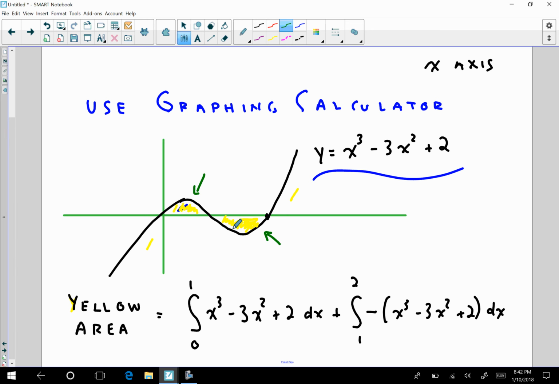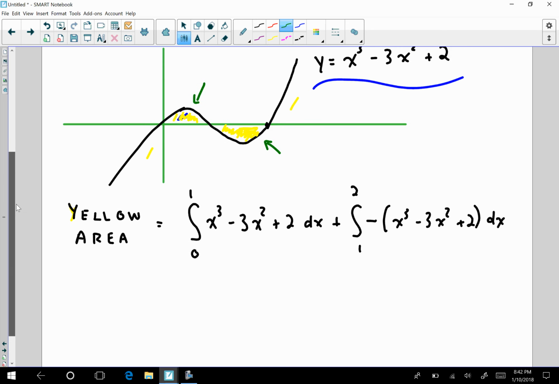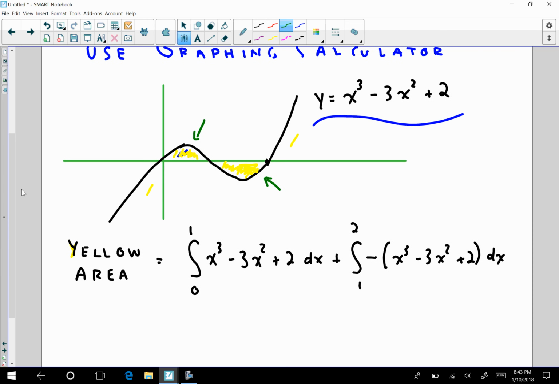So here I go. If I want this first part here, that's going to be simple. I have to notice, by the way, that the zeros of this function are 0, 1, and 2. That's where this particular function crosses the x-axis. Those are the zeros. And it makes it really handy. This problem was carefully written. So what I want to do is find the definite integral that gives me this first piece. What is that definite integral going to be? It's going to be the integral from 0 to 1 of the function x cubed minus 3x squared plus 2.